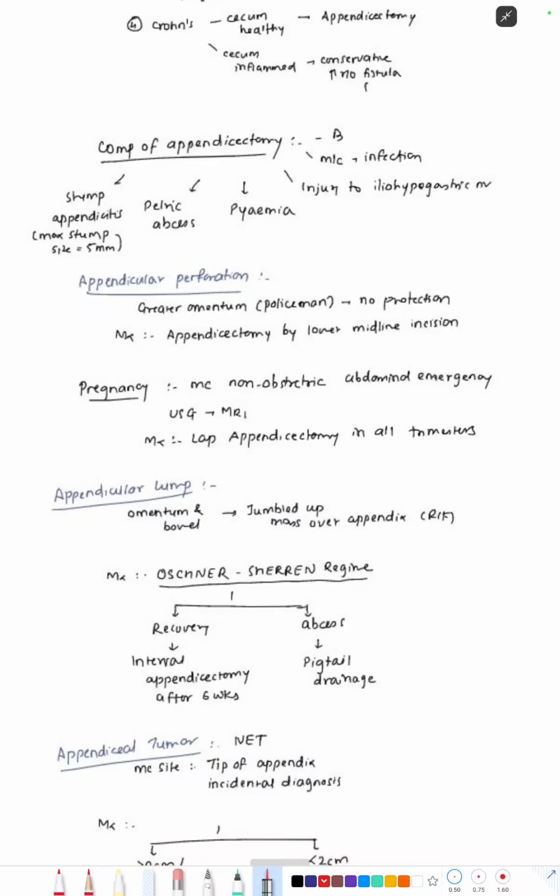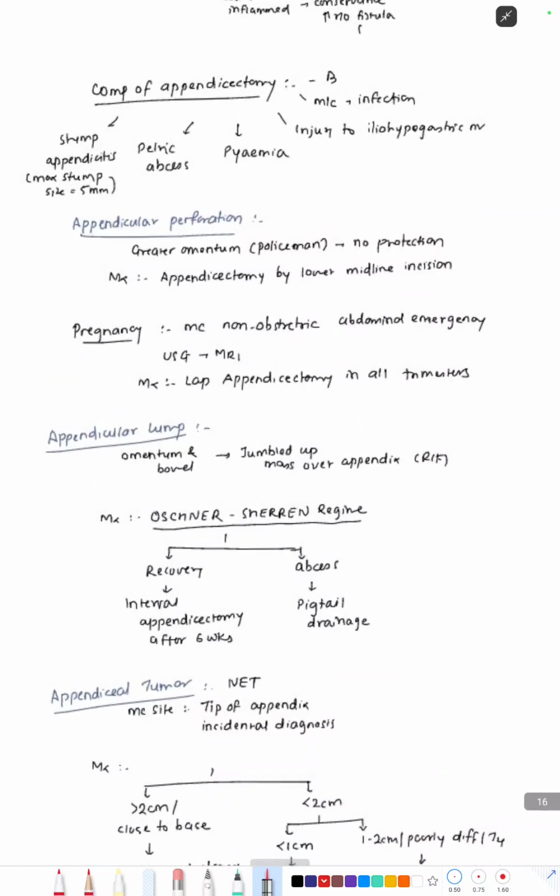Complications of appendicectomy can include bleeding. The most common is infection at the site, then injury to the hypogastric nerve, pylephlebitis, pelvic abscess, and stump appendicitis. To prevent stump appendicitis, the maximum stump length that can be kept is 0.5 cm or 5 millimeters.